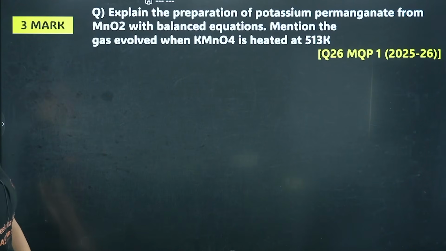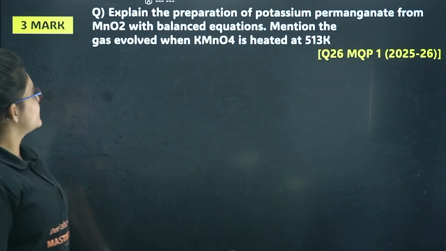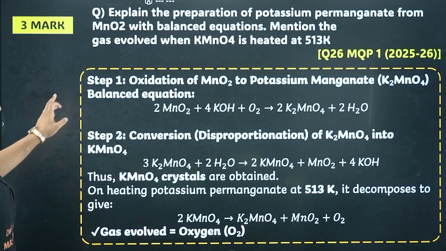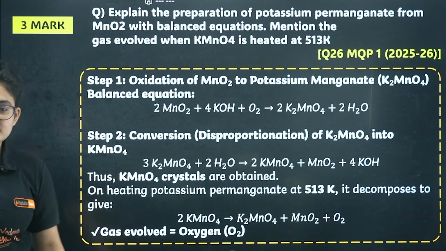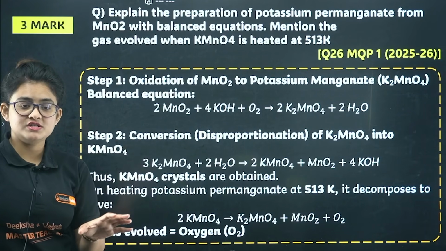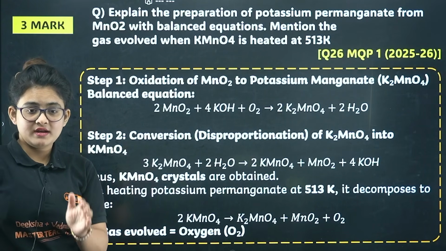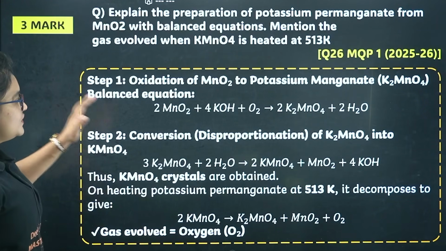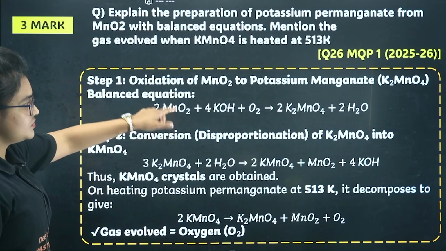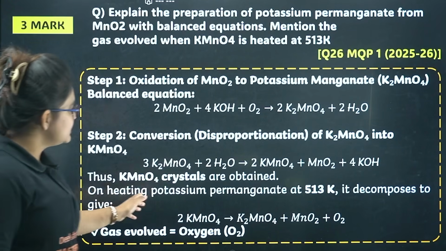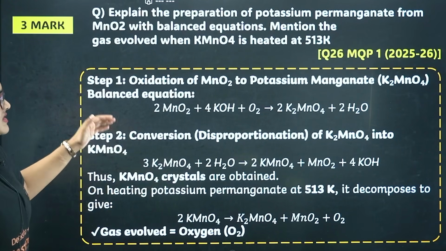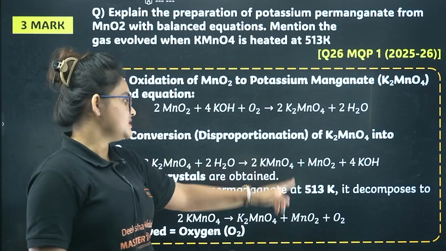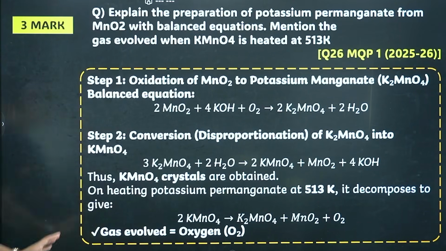Let's proceed. Explain the preparation of potassium permanganate from MnO2 with balanced equation. Okay, so this is the potassium permanganate preparation. It's very important, either dichromate or potassium permanganate preparation you can expect in your examination. So here what we will do, first we will fuse MnO2 with KOH, we will get K2MnO4. After that, a disproportionation type of reaction takes place. K2MnO4 will give you KMnO4 plus MnO2. So this is how you can get it.